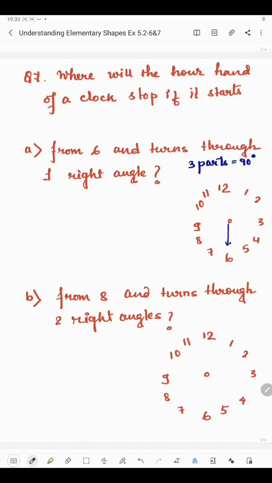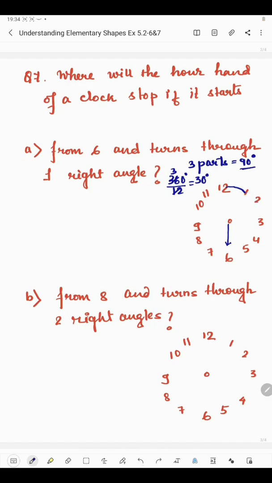As there are a total of 12 parts in a clock, and this is the complete revolution, meaning 360 degrees. Since there are 12 parts in a clock, 12 threes are 36, so it's 30 degrees. So this means 1 part is 30 degrees. Here 1 part is 30 degrees. So 3 parts will be 90 degrees.